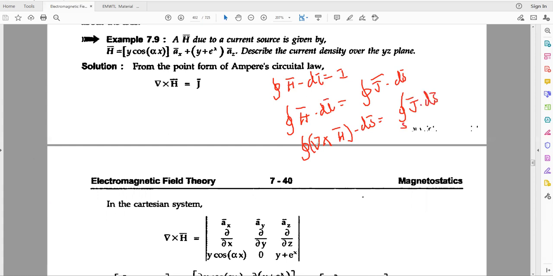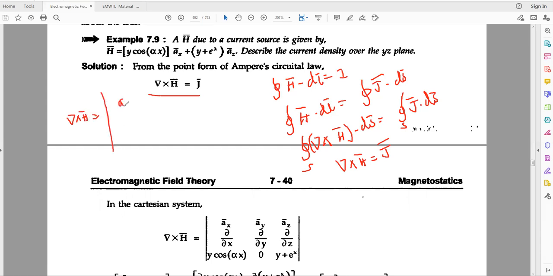Both sides are a surface integral with a dot product, so remove the surface integral. Then we get del cross H bar is equal to J bar. This is one of the Maxwell's equations also, the Ampere circuit law: del cross H bar is equal to J bar. What is del cross H bar?